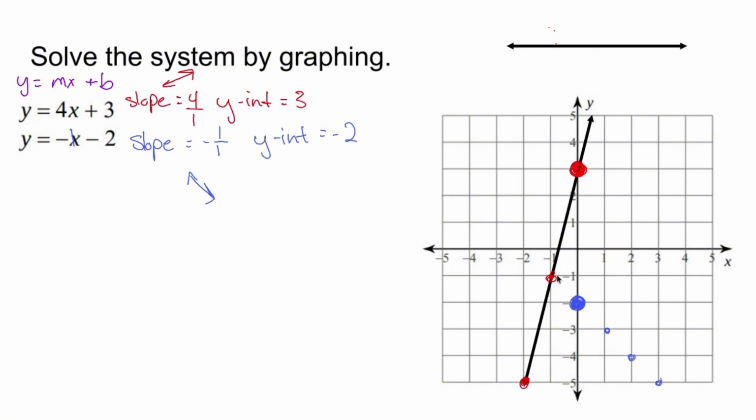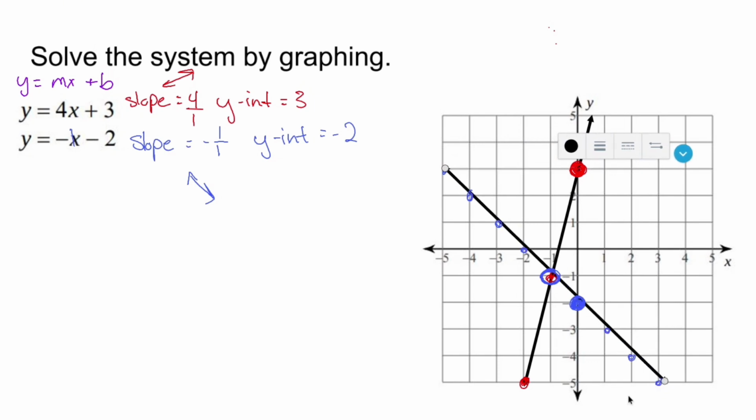When you run out of space, you can go up one, left one, and you can see where my two lines are going to intersect already. So let's grab our line. Let's draw our line like that. And you can see that these guys intersect at this point where the red and the blue meet. Now that point is going to be -1, -1.